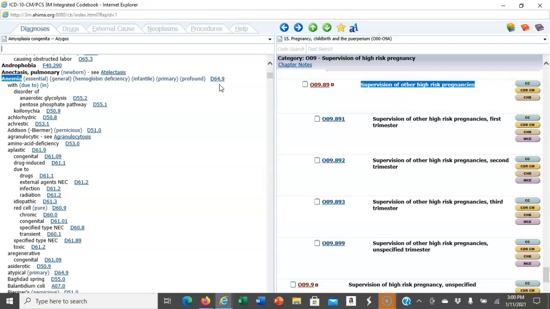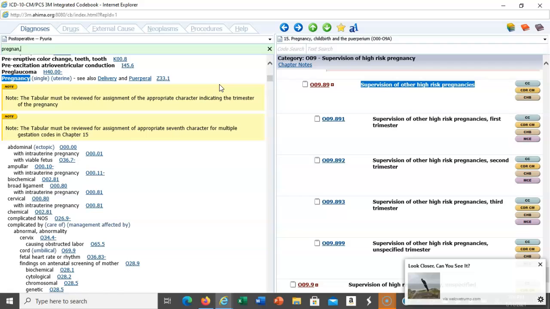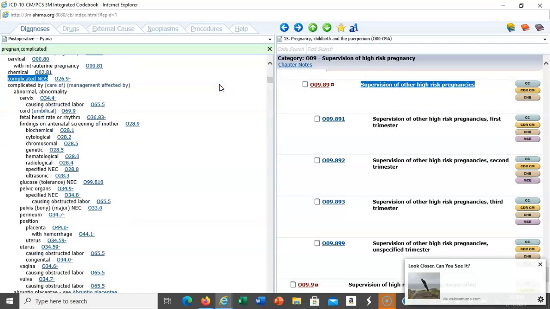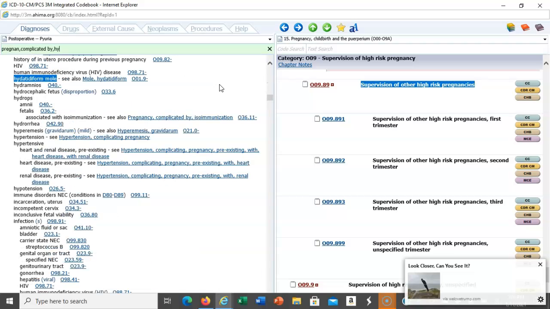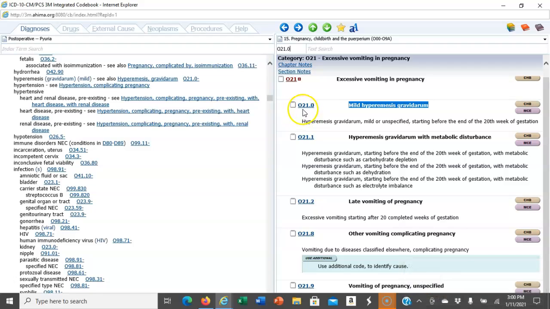So, if we go to pregnancy complicated by hyperemesis gravidarum, that code is O21.0. Now, that is mild hyperemesis gravidarum. But what do we have going on with our patient? Our patient is dehydrated. She has a metabolic disturbance. So we are actually going to apply this code of O21.1, hyperemesis gravidarum with metabolic disturbance.